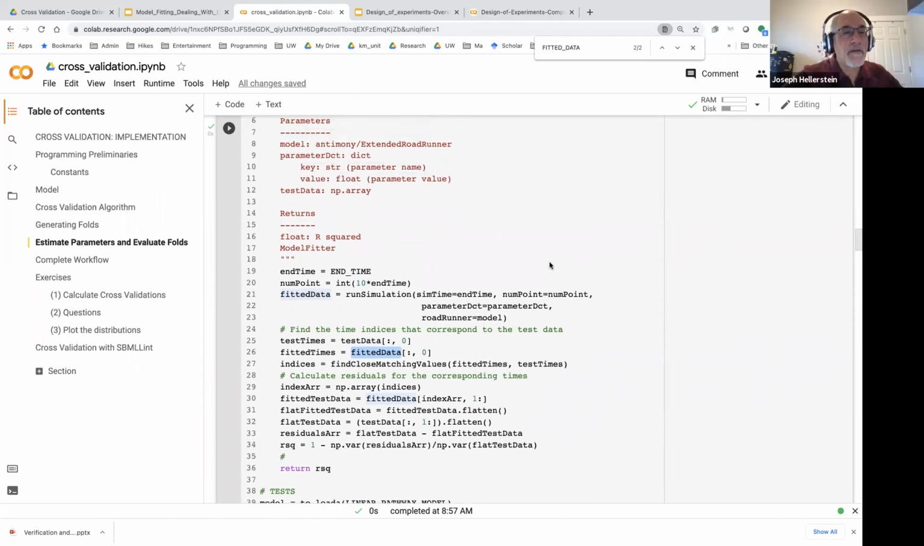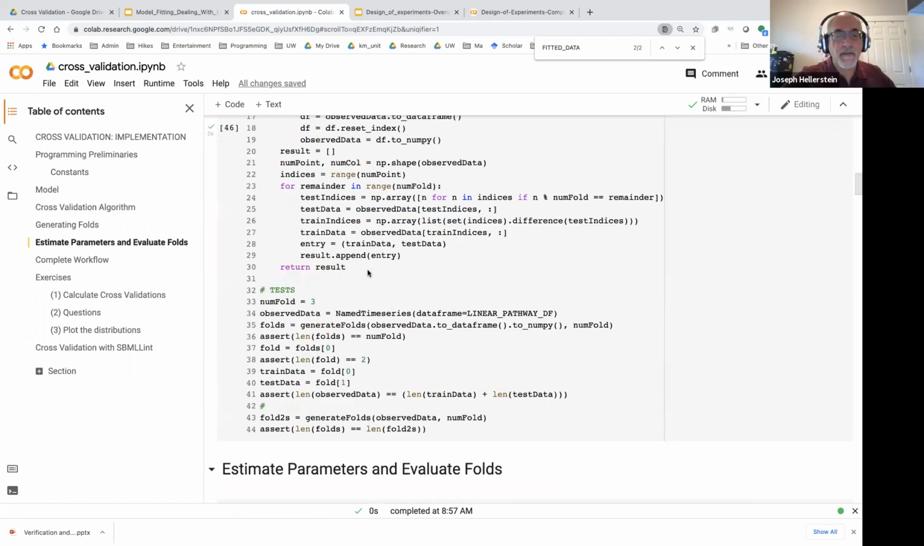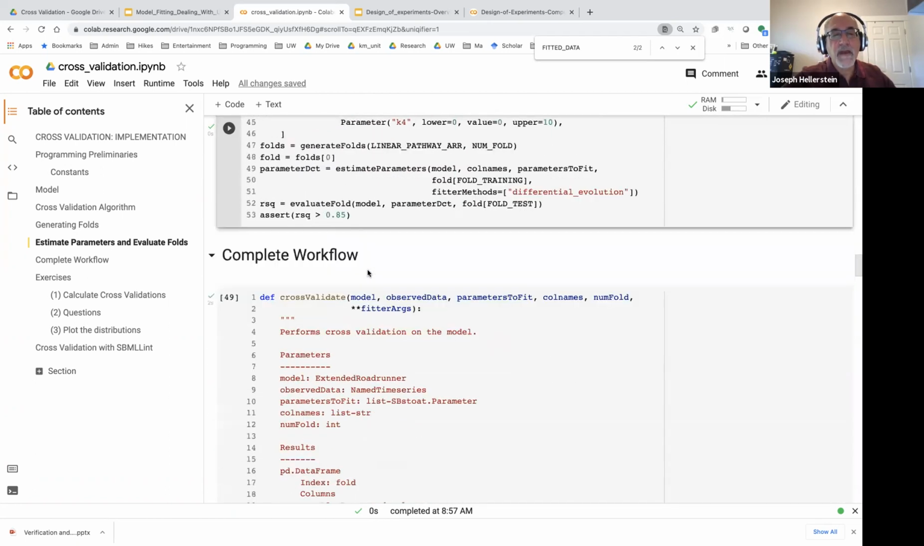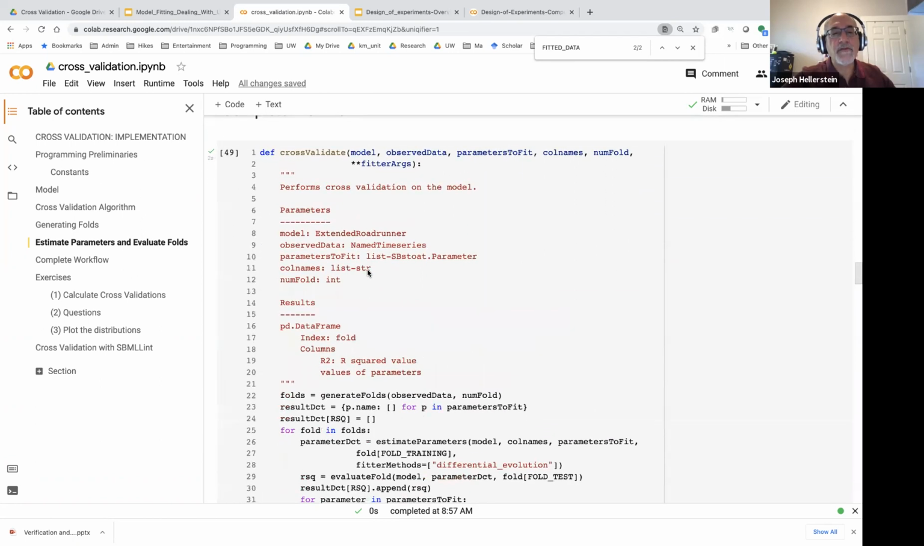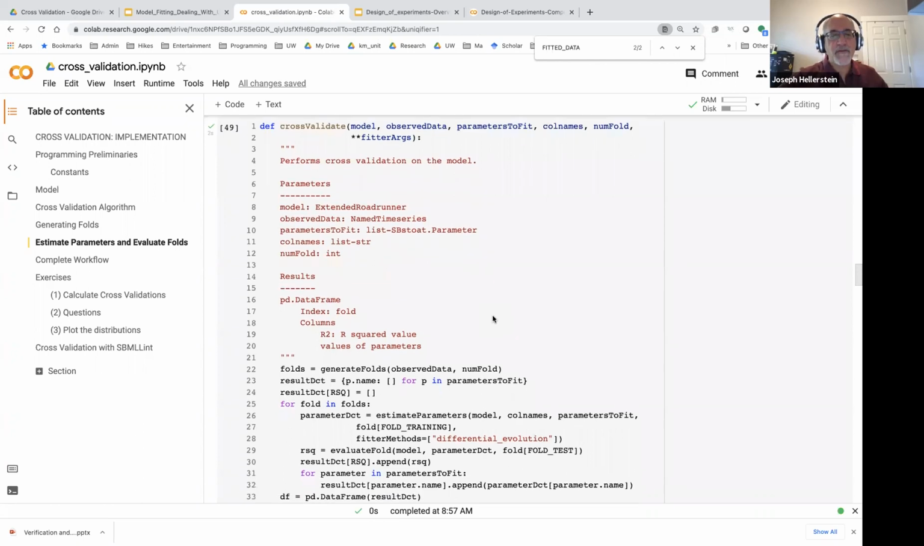Okay, so let's see where we are in our progress. We can generate folds, we can estimate parameters. We just did the fold quality, I believe, that was the last thing, evaluate fold. Now we're on to the complete workflow. This is my implementation, cross-validate. It probably needs to be scrutinized a little bit, because I realized I had embedded some parts which were specific to this example. So it needs a little refinement, at least in this context.